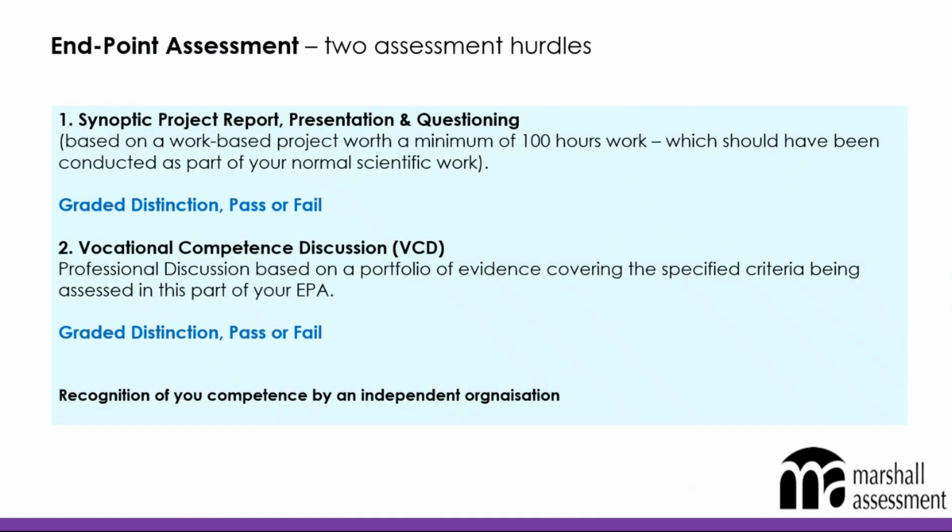So if we look at the two assessment hurdles for the laboratory scientist, the first one we just mentioned, the synoptic project report, presentation, sorry, and questioning. So that is based on, as I said, a vocational work-based project with a minimum of 100 hours work, which should be conducted as part of your normal day job effectively. So it needs to have some kind of impact and support your business. So that's an important feature.